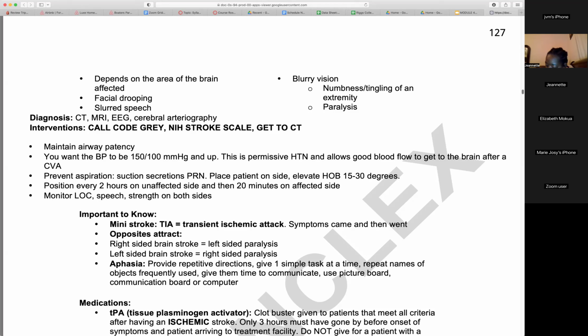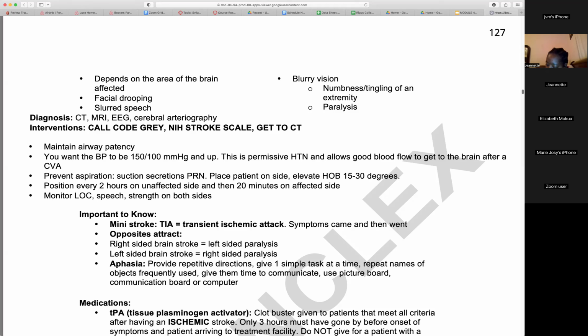Okay? So if you ever hear code gray in the hospital, code gray, if you suspect a patient has a stroke and you let your charge nurse or the doctor know, they're going to call a code gray. And code gray is to let the people in the CT room clear a bed, because we need the patient to have a CT scan immediately.